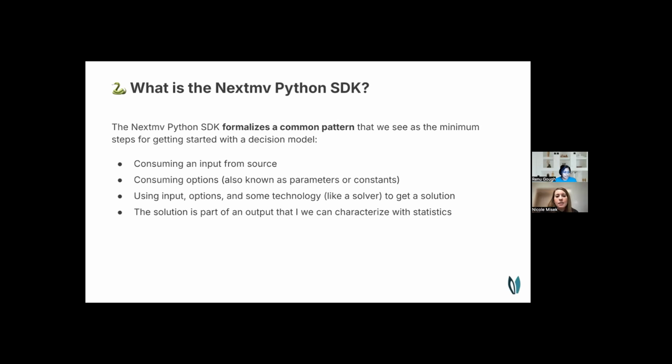So what we've found is that there are these 4 minimum steps for constructing a decision model. The first is consuming an input from source. Next is consuming options. Some might refer to these as parameters or constants. And then the third is using that input, those options, and some technology like a solver, heuristics, whatever you choose to get to a solution. And then lastly, you want to characterize that solution with some statistics. So the core idea we're trying to achieve with the Python SDK is formalizing these 4 steps with APIs to support each of them.